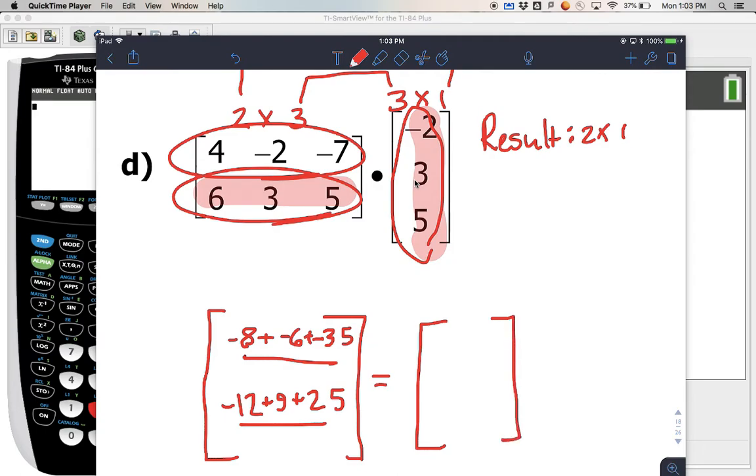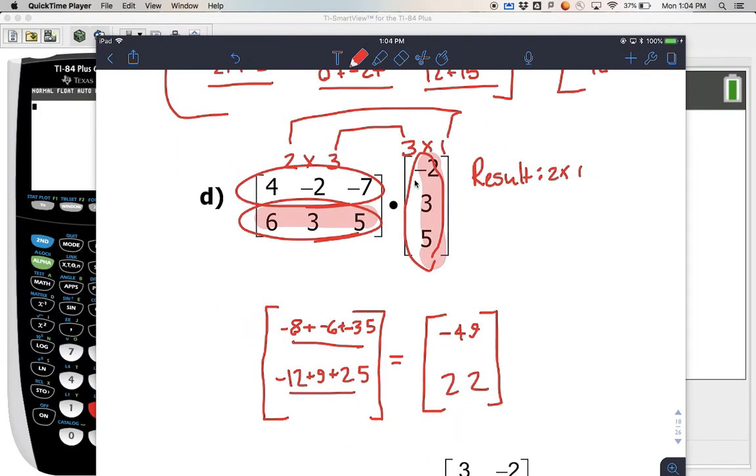Let's see here. We have all negatives, I guess, in the top. So what do we got? Kind of doing this backwards. Was that 41? I think negative 49. I didn't mess up my mental math there. Yep, that's right. What we got here, negative 12 plus 9 is negative 3, and then negative 3 plus 25 should be 22 right there. So that should be your result matrix right there.